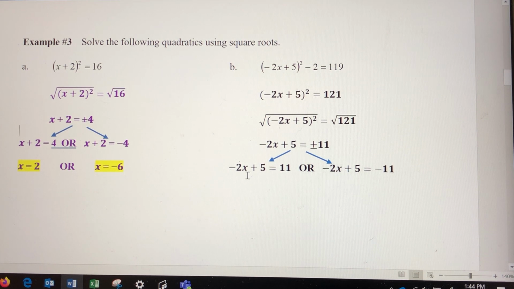So now we've got two basic linear equations we can solve. On the left here, I get negative 2x equals positive 6. On the right, I get negative 2x equals negative 16. Solving these gives me x equals negative 3, or x equals positive 8. Again, plug these values back into your original equation, and you'll see that those are the solutions.